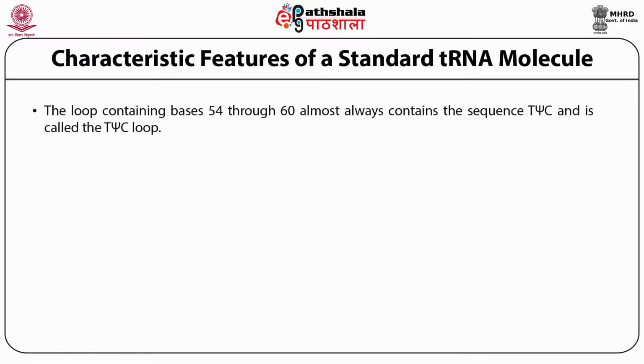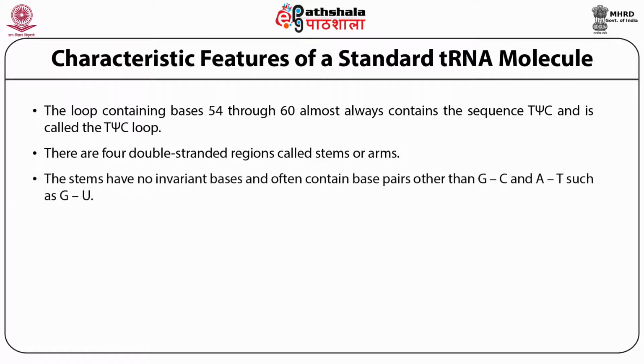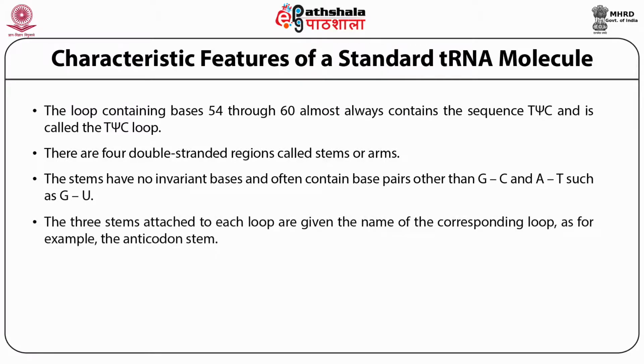The loop containing bases 54 to 60 always at most contains the sequence T psi C and is called the T psi C loop. There are 4 double-stranded regions called stems or arms. The stems have no invariant bases and often contain base pairs other than GC and AT, such as GU. The 3 stems attached to each loop are given the name of the corresponding loop. It has been mentioned in the figure as, for example, the anticodon stem.